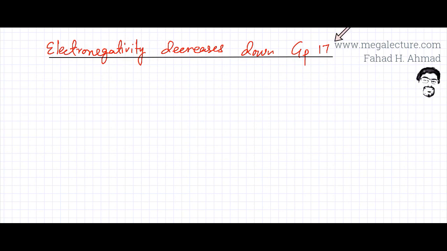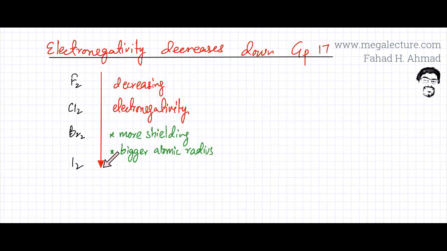Now, group 17 is probably one of the most electronegative elements in the periodic table because they're always gaining electrons. So, electronegativity of these elements is going to decrease down the group. Fluorine is one of the most electronegative elements in the entire periodic table. And as you go down the group, it's decreasing.